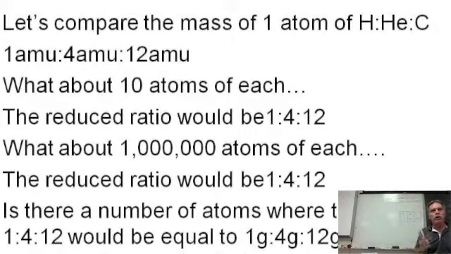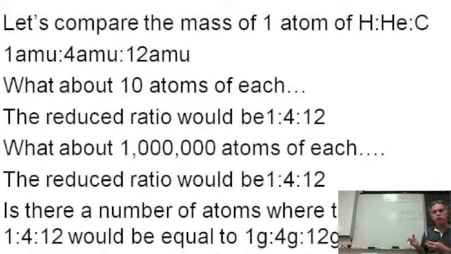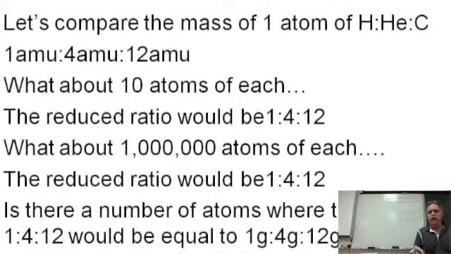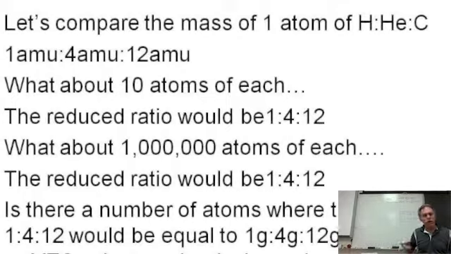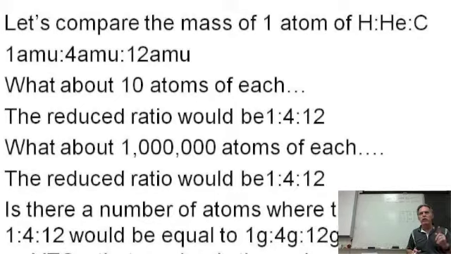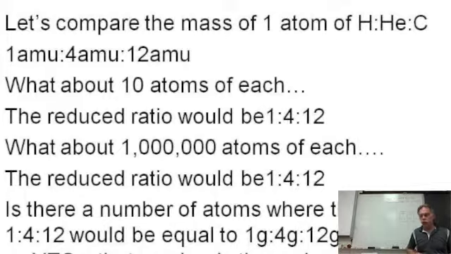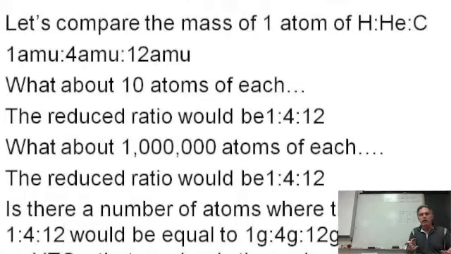And if we were going to say, well, we've got one of each, what's the ratio? Well, you'd have to say the ratio is 1 to 4 to 12. What if we had 100 atoms of each? Well, the ratio would be 1 to 4 to 12. Your math teachers taught you always reduce ratios. What if we had 1,000,000 of them? 1 to 4 to 12. So, is there a number? This is important. Is there a number of atoms of hydrogen where we could have 1 gram of hydrogen? Well, sure it is. You can have 1 gram of hydrogen.